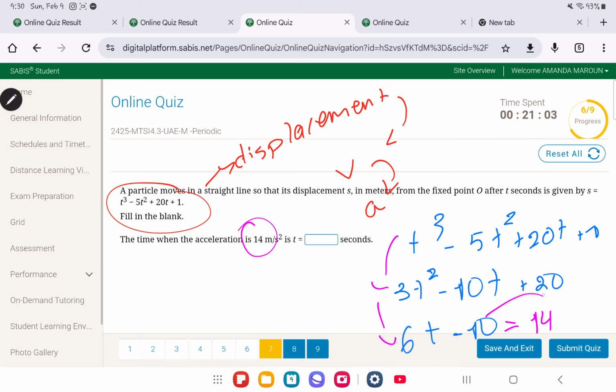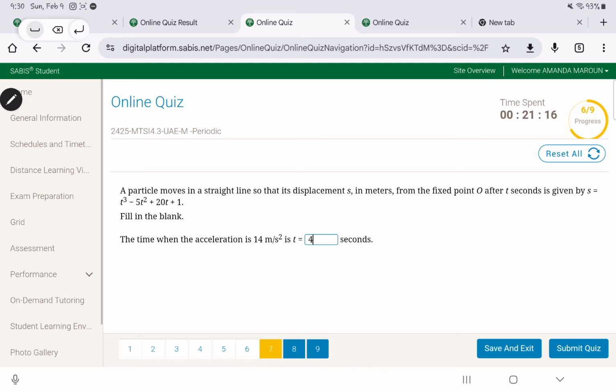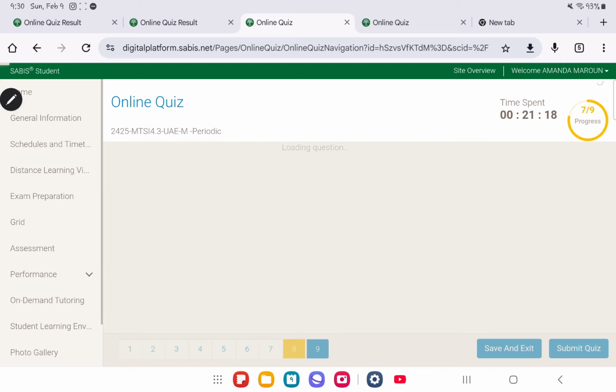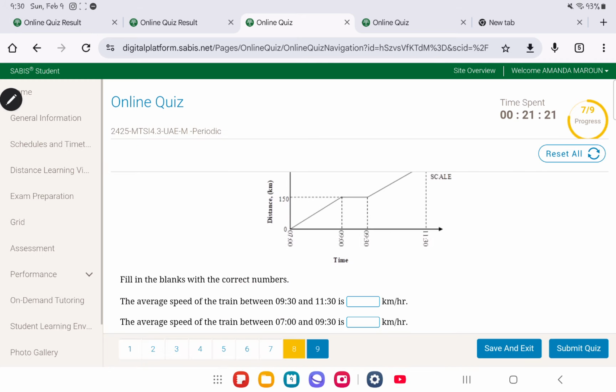Okay, now we're going to solve it. So 6t minus 10 is equal to 14. Move it to the other side. 6t is equal to 24. So the time is equal to 4 seconds. And that's it. We finished. The answer over here is 4 seconds. We move on to question number 8.